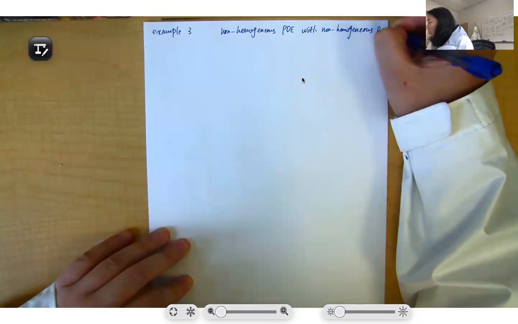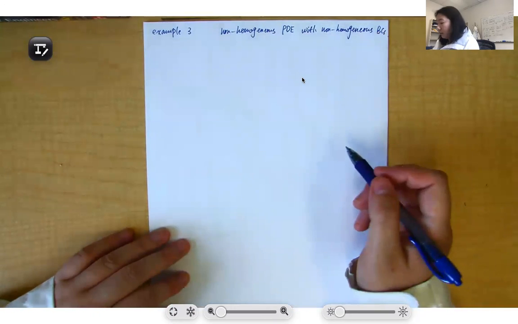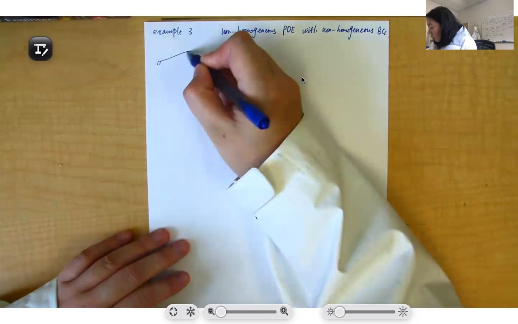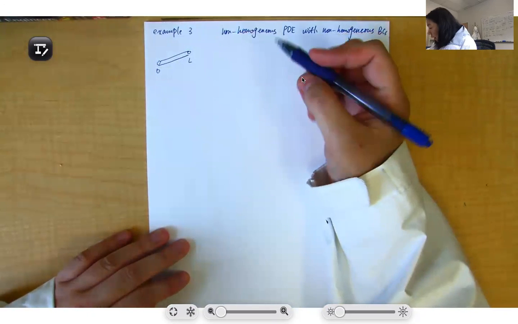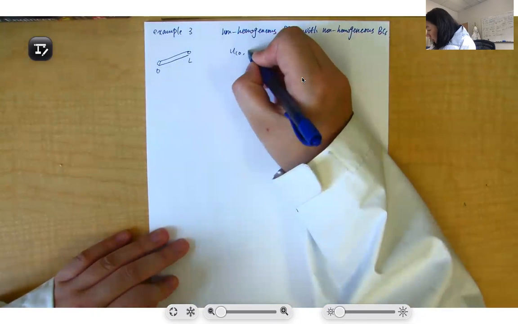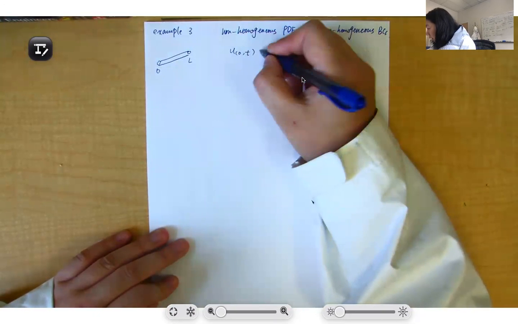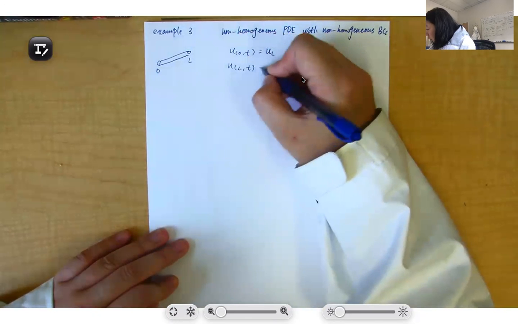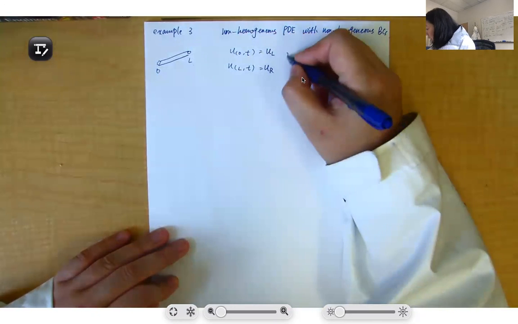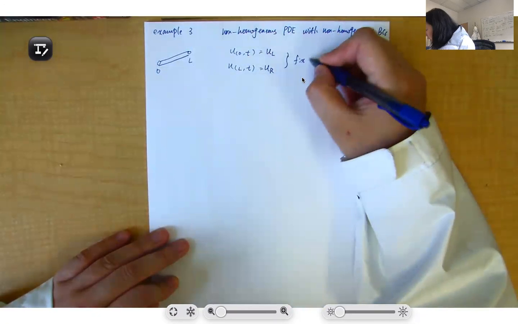non-homogeneous boundary conditions. And let's use this heat equation, the heat of the rod, which is 1D from 0 to L. And we have our U(0,t) boundary condition equal to a fixed temperature, U(L,t) equal to a fixed temperature. So this is fixed temperature boundary conditions.